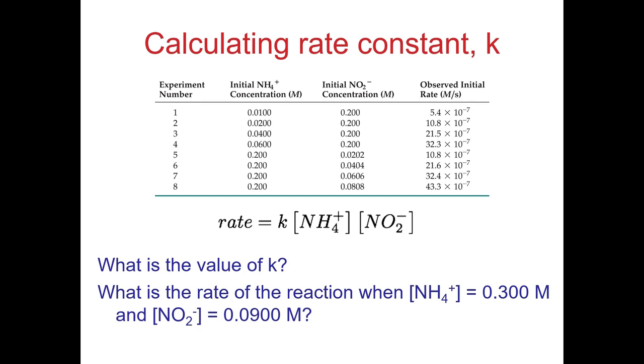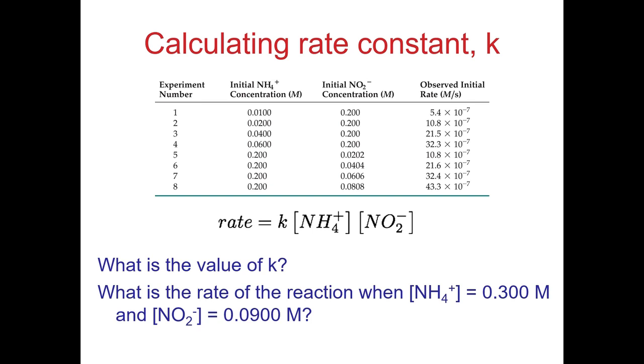No matter what experiment number we pick, we should get the same value of K. So even if we pick experiment number 8, and we take 43.3 times 10 to the minus 7, and then divide by 0.2, and divide by 0.0808, we get the same value for our K, 0.00027, 1 over molarity times S.